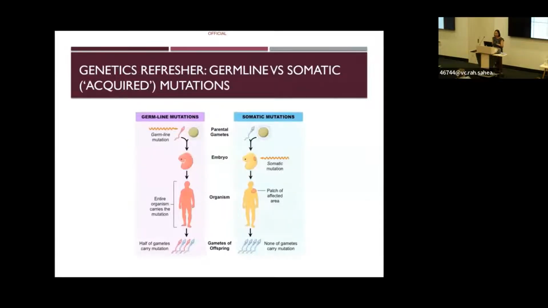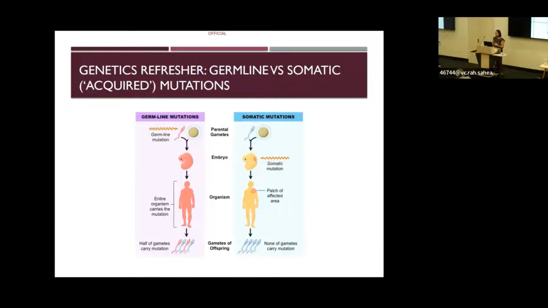I just want to quickly talk about the difference between germline and somatic mutations. So with germline mutations, they can be inherited from either one of your parents, and that particular mutation is present in every single cell in your body, and you can pass it on to your children through your gonads because your gametes are also carrying that same mutation.